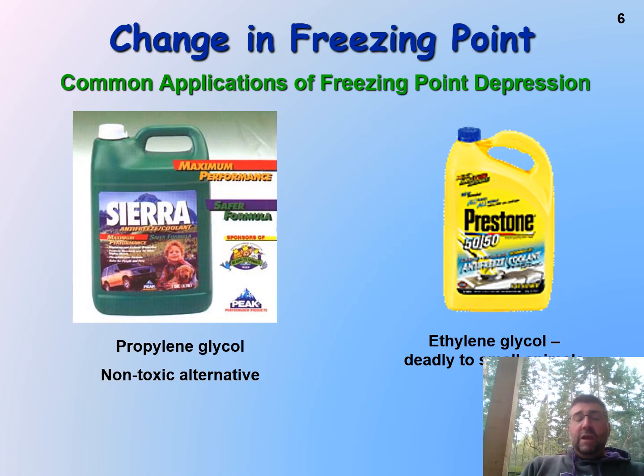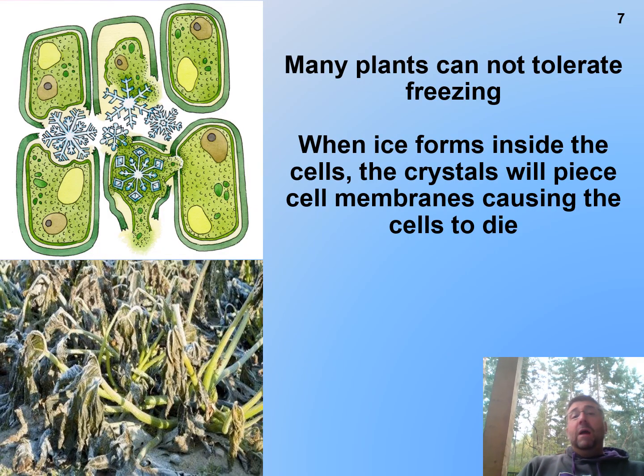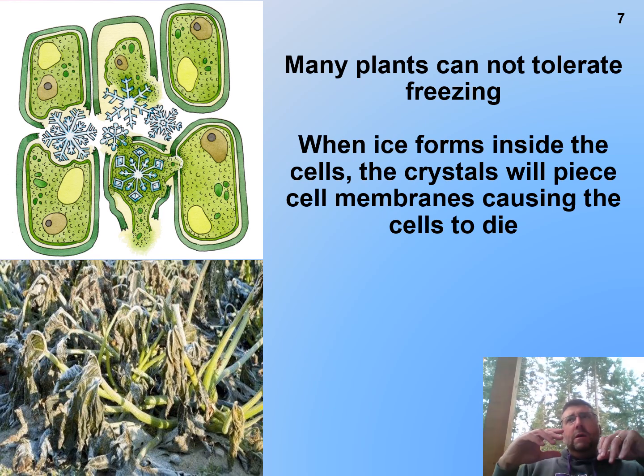Now, there are less dangerous alternatives out on the market. So there's a substance called propylene glycol, which does a similar thing that ethylene glycol does as far as lowering the freezing point of water. And it is a less toxic alternative. It's a little more expensive, and so some people might say, oh, we'll spend an extra few bucks, but isn't it worth it not to kill your dog? I'd say so.